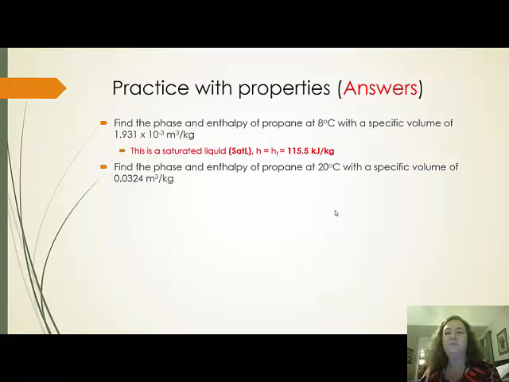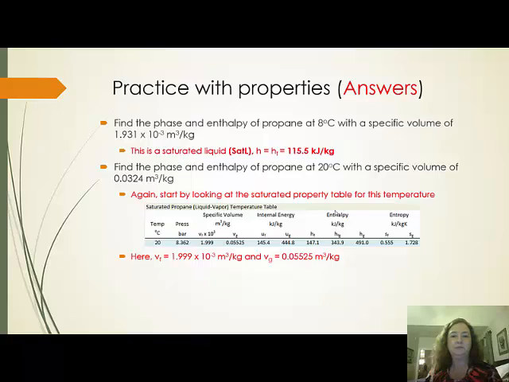So let's look at another one. Different value, 20 degrees C, and a different specific volume. So again, start at the saturated table. I look at 20 degrees C, and the saturated volume is 0.0324, which is in between these two. Remember, this is times 10 to the negative 3. And so since it's between, I want to determine the quality.